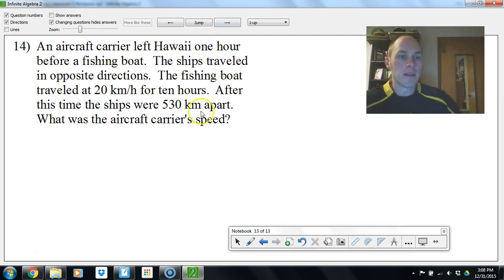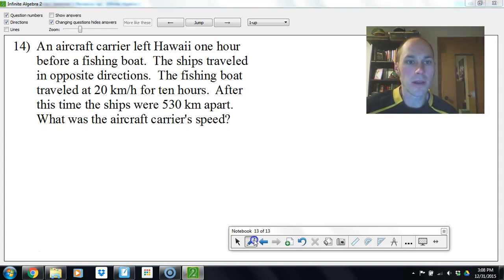All right, a word problem. Read through the problem first and let's see if we can understand what it's talking about. An aircraft carrier left Hawaii 1 hour before a fishing boat. The ships traveled in opposite directions. The fishing boat traveled 20 kilometers an hour for 10 hours. After this time, the ships were 530 kilometers apart. What was the aircraft carrier's speed?